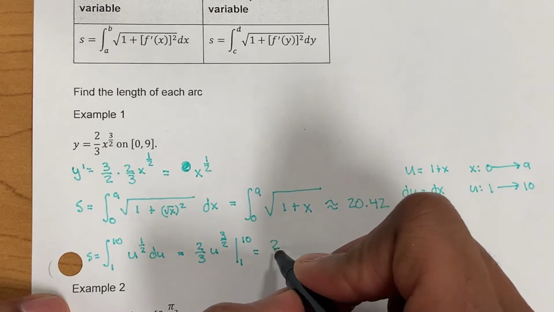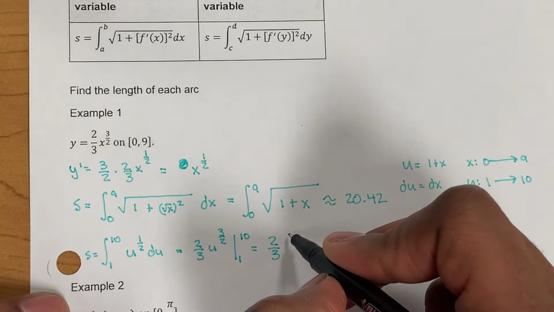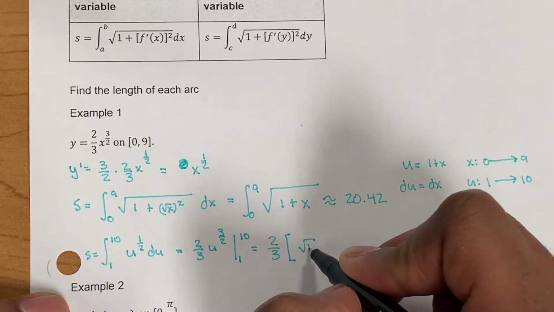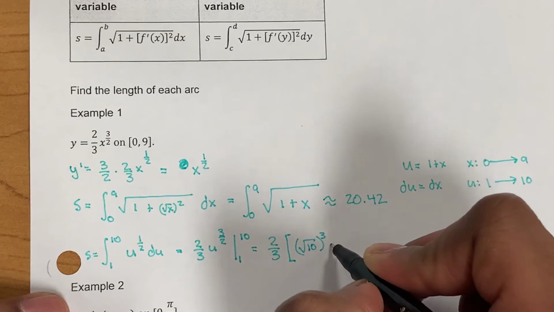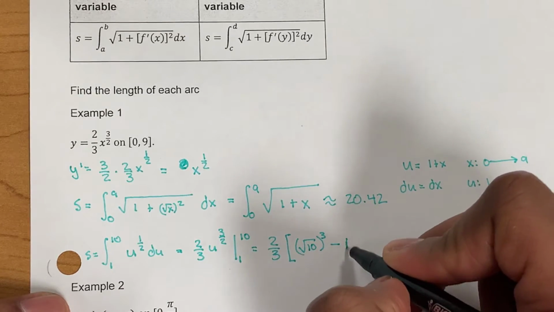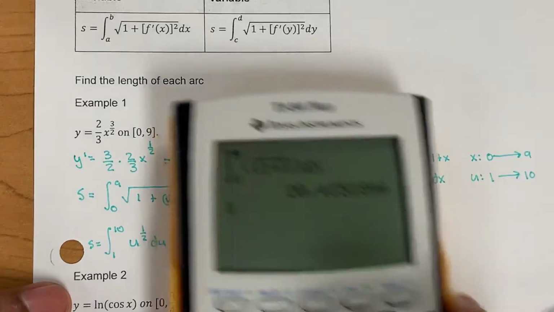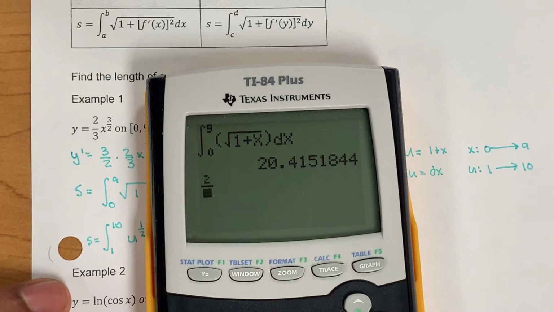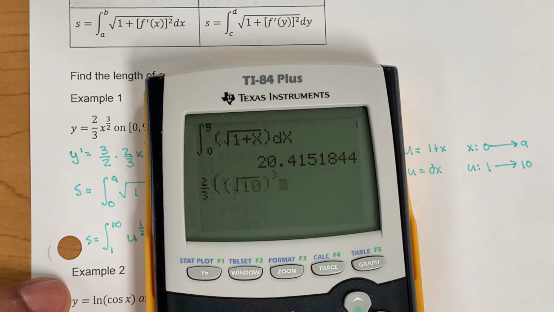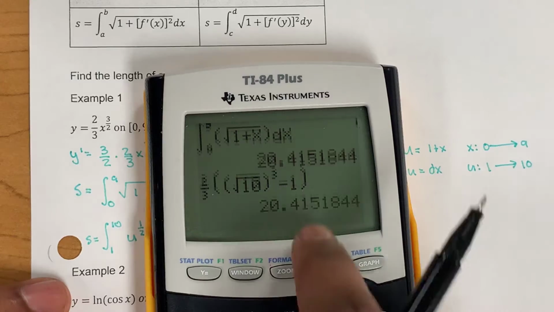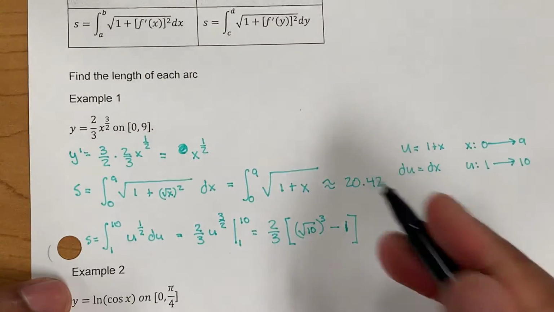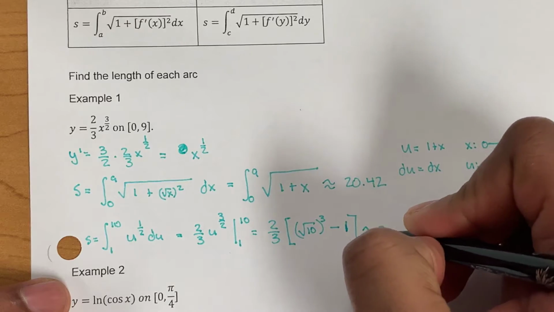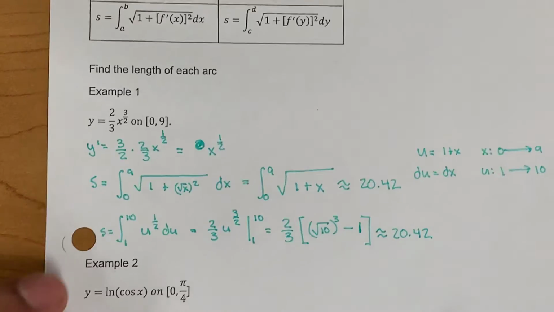If we did this by hand, I would factor out the 2/3. So we have 2/3 times the square root of 10 cubed minus, if we substitute in 1, we'll just get 1. So we check this on the calculator. Alpha y equals pulls up a fraction. So we have 2/3 times the square root of 10 cubed minus 1, and it's still 20.42. So even if we did it by hand, this is one that could be done by hand, we get 20.42.